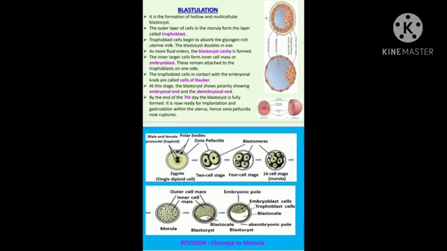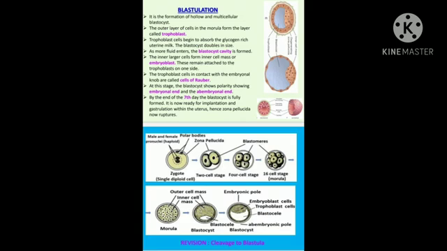By the end of the 7th day, the blastocyst is fully formed. It is now ready for implantation and for the further process that is called gastrulation.